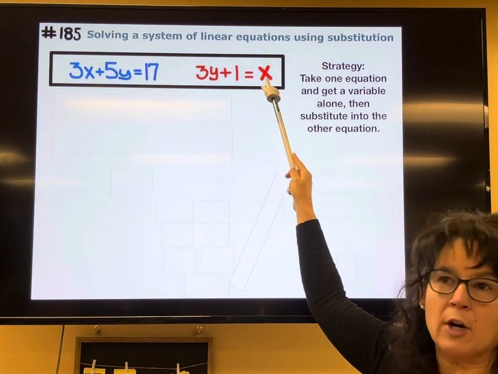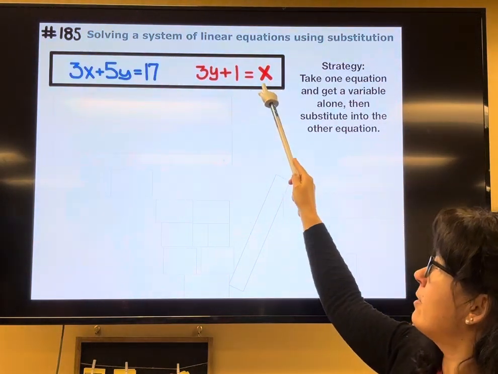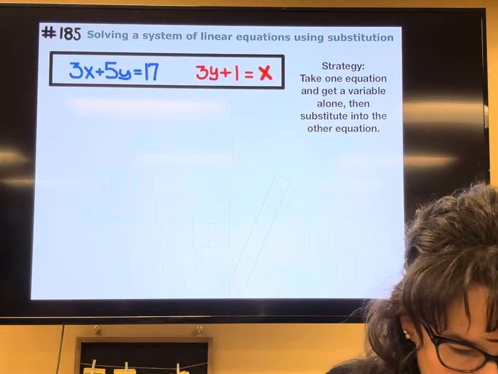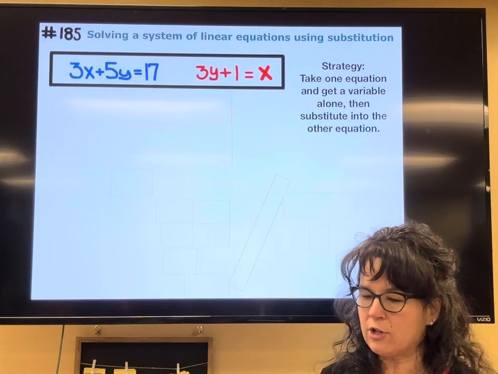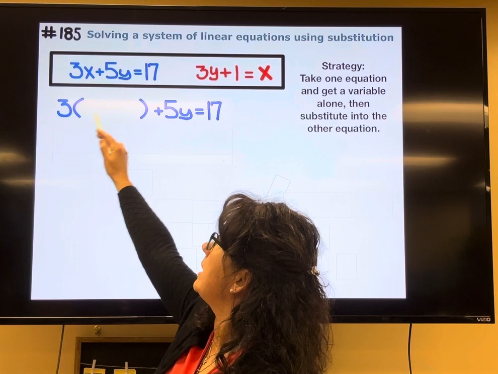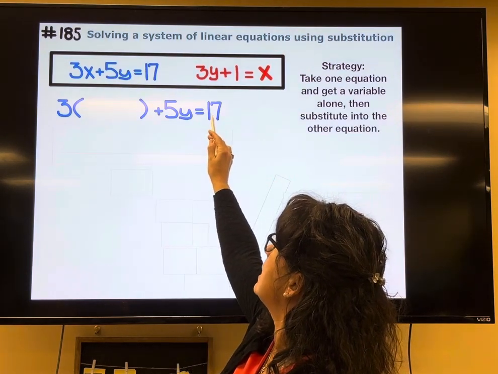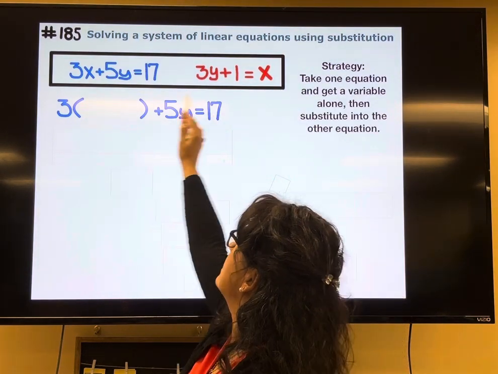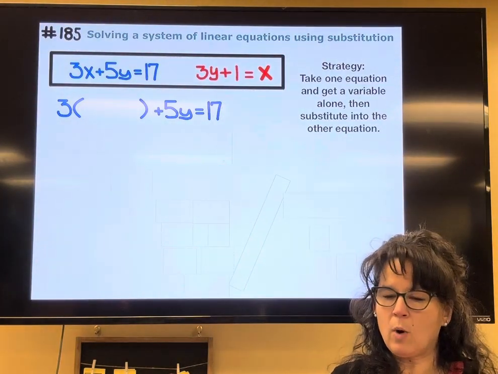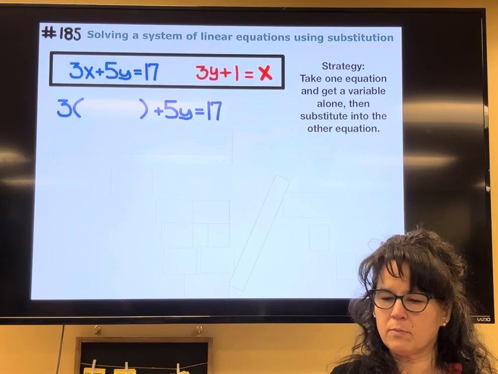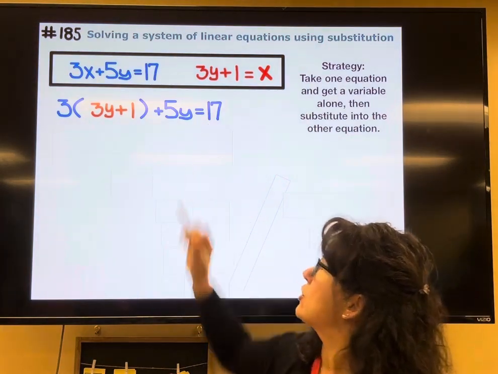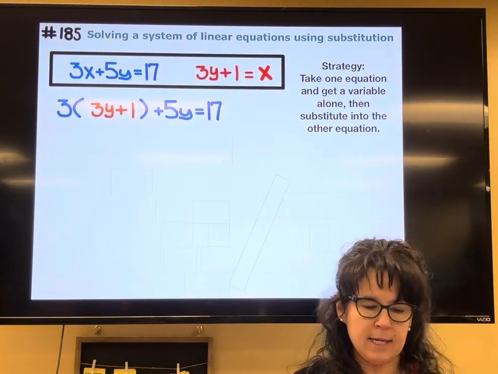Once one of the variables is by itself, you're going to take that and substitute it into the other equation. So I'm going to start off with the blue equation, and notice that I've left the x out, 3 times x plus 5y equals 17, and I'm going to be able to replace this x with 3y plus 1. So I'm going to grab the 3y plus 1, and I'm going to put that right there. Now the equation that we have only has the letter y in it.